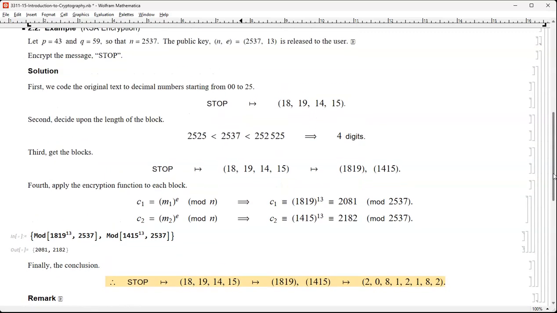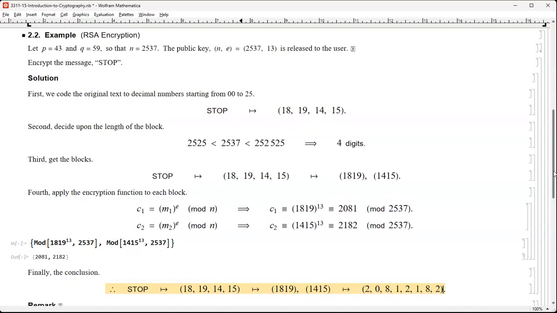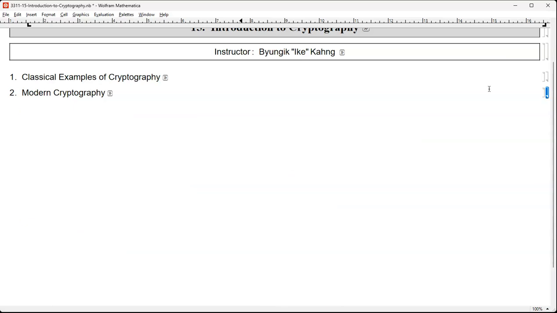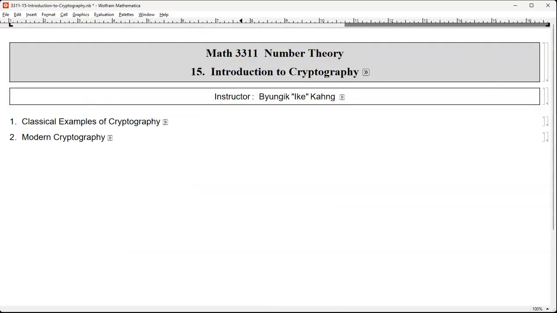Please note that we only used N and E. We never used P and Q in any of this. So after creating the keys, P and Q will be discarded. Okay, that's how we do RSA encryption. And as for the decryption, we'll talk about it in a separate video a bit later.